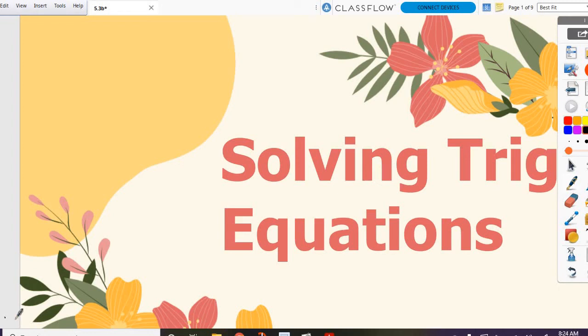So today we're looking at our second set of notes over solving trig equations. In our first set of notes, we looked at some of the basic techniques for solving trig equations. And those were just using our opposite operations like adding, subtracting, multiplying. We did a couple with square roots.